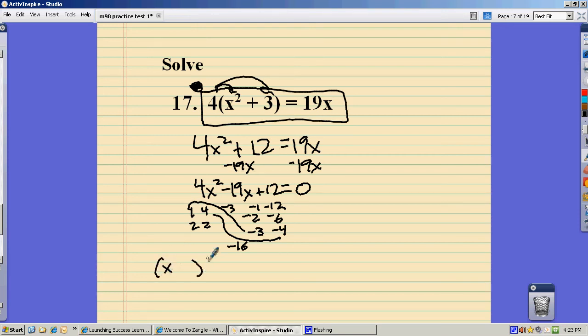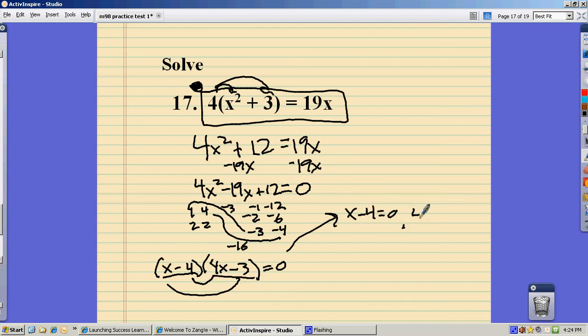So 1x and 4x, still going to be equal to 0. I want the 4 multiplied by the negative 4, so I'm going to put the negative 4 there. I want the 1 multiplied by the negative 3, so I can put the minus 3 there. And so notice what I have is these two things multiplied together give me 0. So from that I can say this has to equal 0 using that 0 product property now, or this one, this factor has to equal 0.